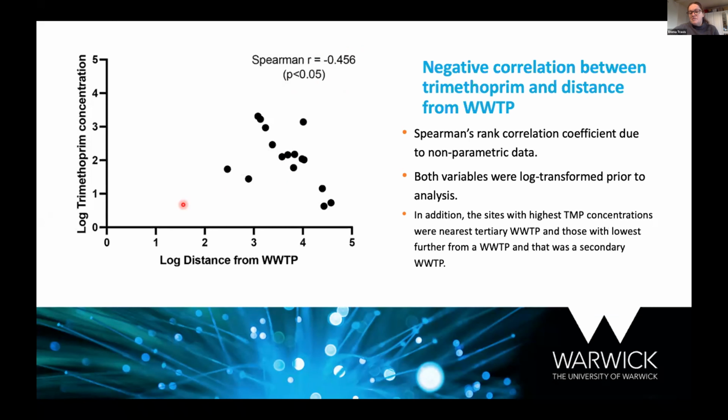And if you look in a little bit more detail, it's not just distance from wastewater treatment plant, but it's also the type of wastewater treatment plant. So the tertiary wastewater treatment plants were closer to the sites with the highest levels of trimethoprim, whereas those which had lower levels had secondary wastewater treatment plants.